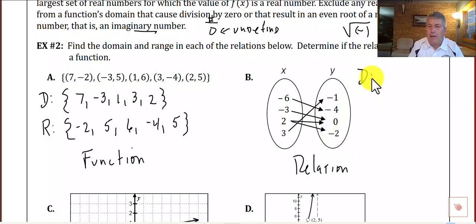The domain here, our x's, I'm just going to make this real easy. Our domain is our x's, our range is our y's. We could put that in set notation like I did in the previous problem.